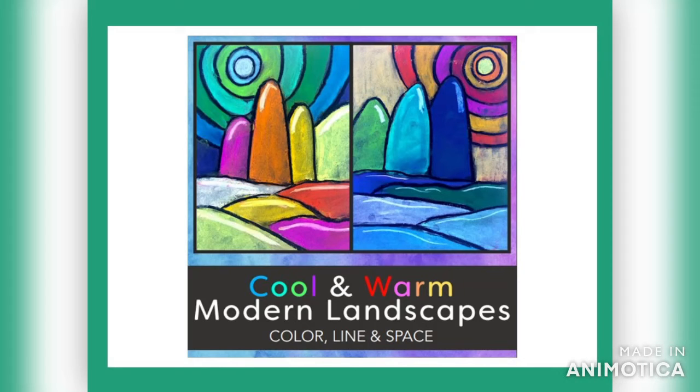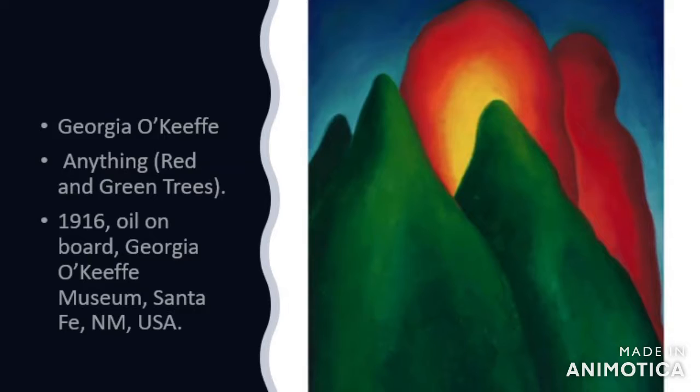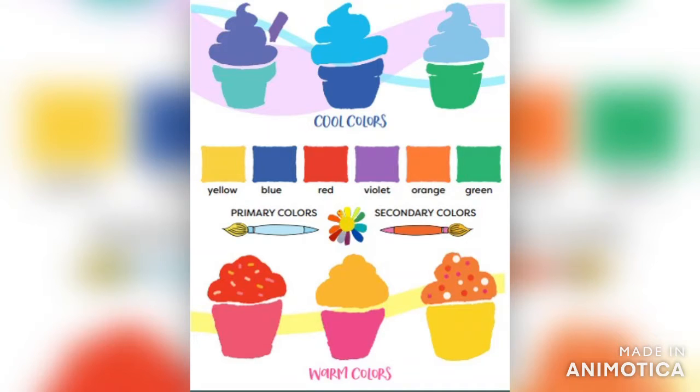Hello artists! Today you are going to be creating a modern landscape using warm and cool colors with chalk pastel. You're going to be inspired by this piece of art that was created by Georgia O'Keeffe in 1916. She created this using paint, and you can see the contrast in colors between your warm colors and blue colors. Notice how the yellows and oranges and reds in the background stand out against those cool trees.